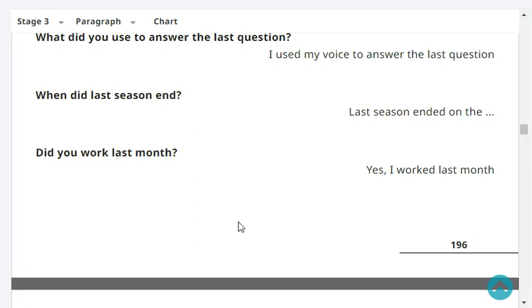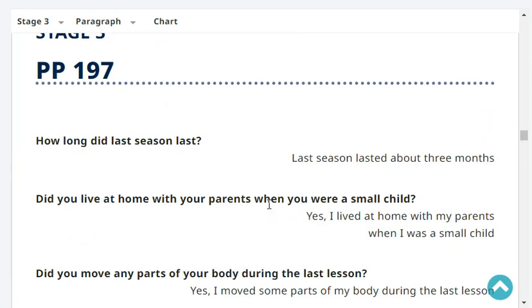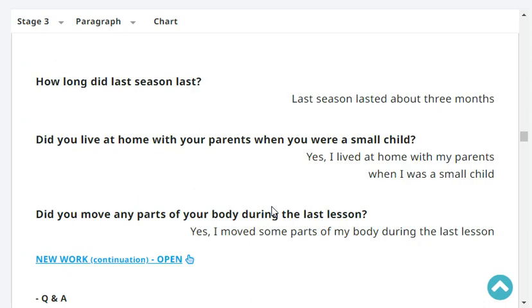Did you work last month? Yes, I worked last month. How long did last season last? Last season lasted about three months. Very good.